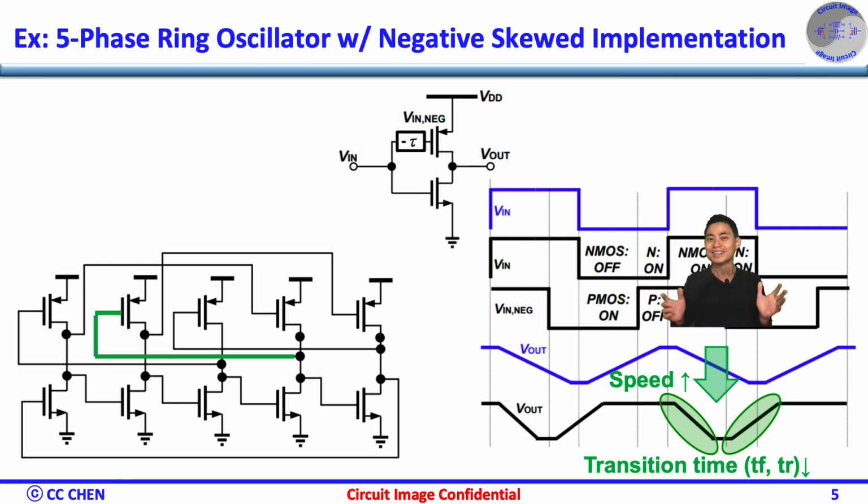On the other hand, the PMOS is already turned off before the NMOS is turned on, such that the falling edge transition time at the output from high to low is also reduced. Again, the overall speed of this ring oscillator can be boosted compared to the traditional ring oscillator.